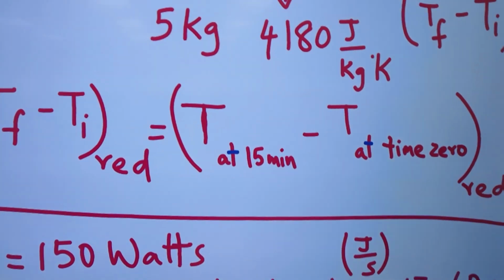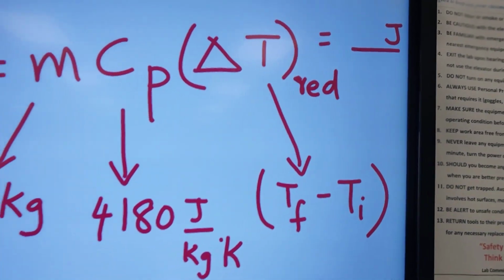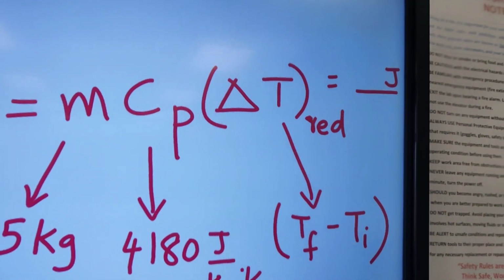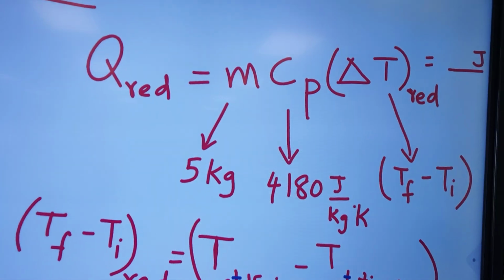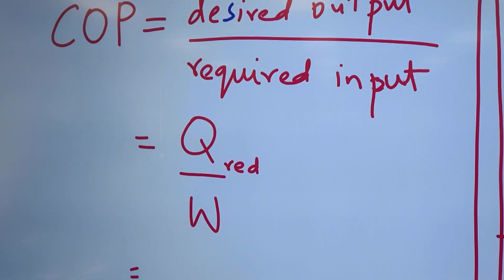So this delta T, both of them measured in the red bucket, will be plugged in here, and when you multiply all of that, you will get the heat gained by water in the red bucket with the unit joule. So that completes our numerator part.